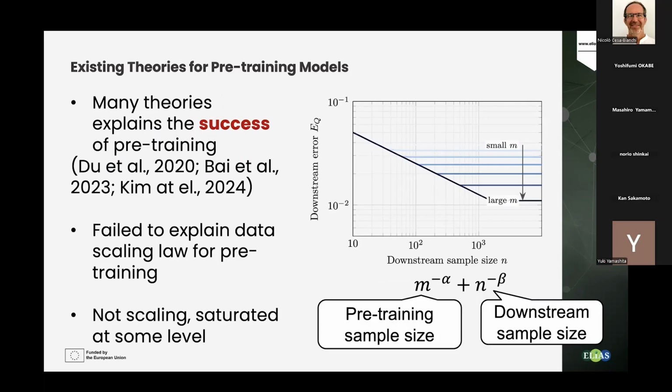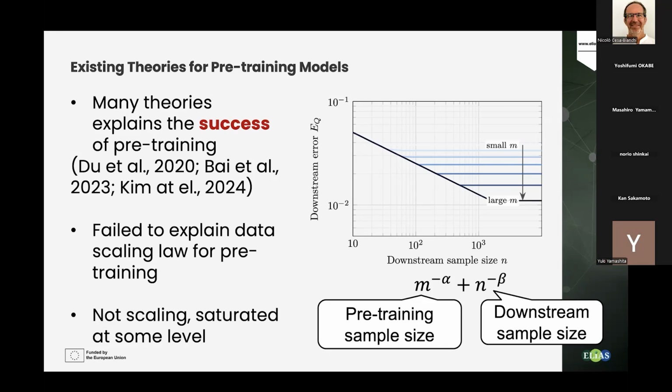This form looks like M^(-alpha) plus N^(-beta), where alpha and beta are some constants, but beta is much larger than alpha. So intuitively, without pre-training, the decreasing rate of the downstream task is governed by the slower rate of minus alpha. But by using the pre-trained model, the convergence rate of the downstream task gets minus beta, which is faster than minus alpha.